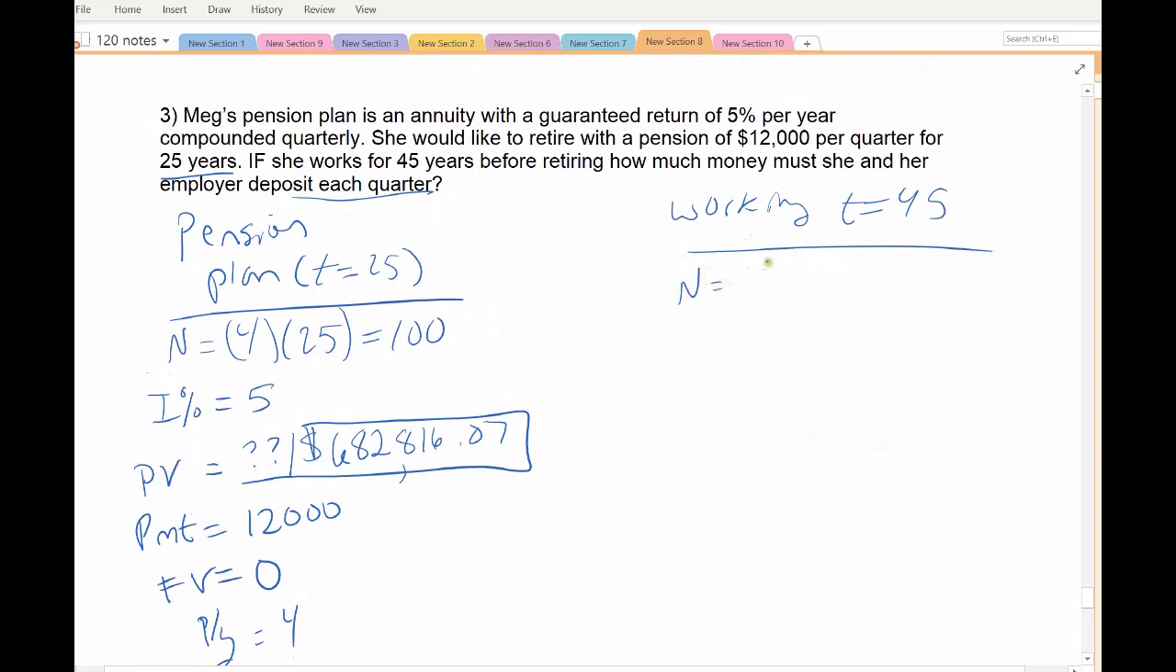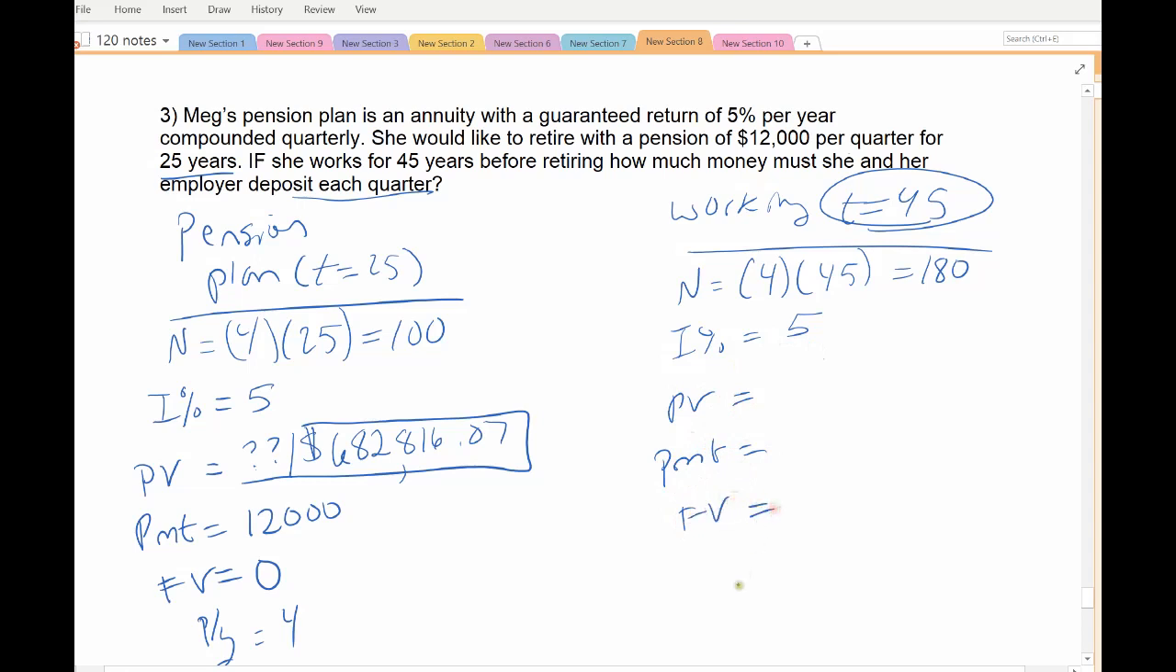Alright, well, N is the compounding period times time. Compounding period is still 4, but time, she's going to work longer than she's retired. She's going to work for 45 years. So that's 180 payments total. I is still 5. It's in the same account. Alright, so she's saving money.